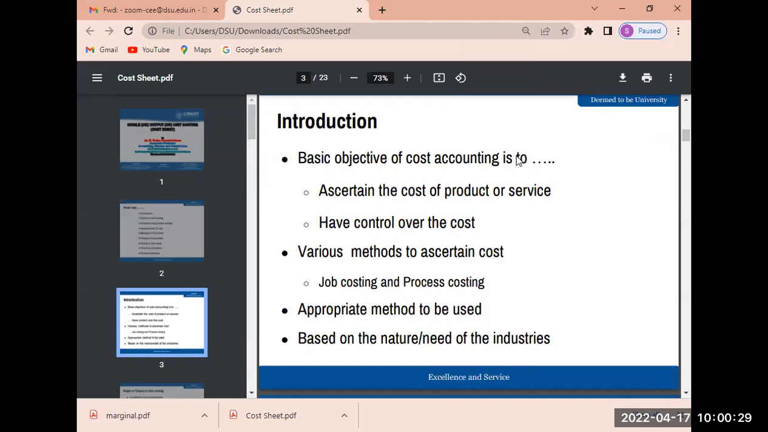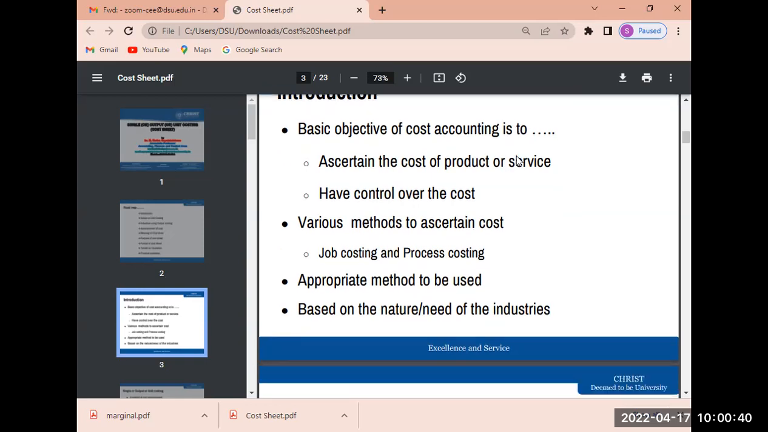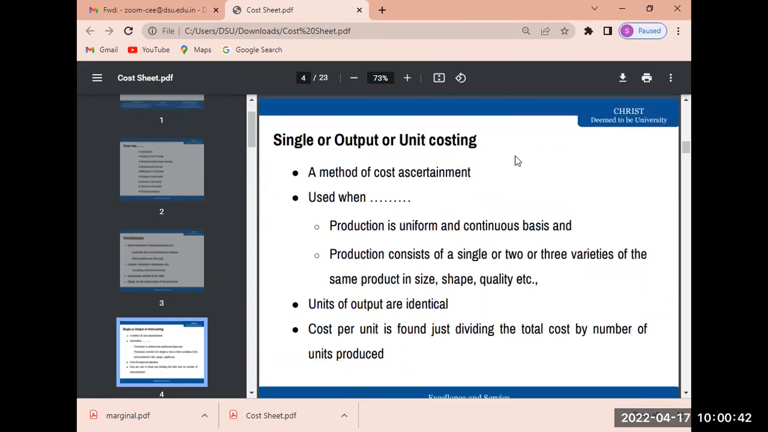So we assume the industry is producing goods for stock. All are identical in nature. If that is the case, how do I calculate the cost, or how do I arrive at the cost? So this unit costing is a method of cost ascertainment. It is used when the production is on a uniform and continuous basis.